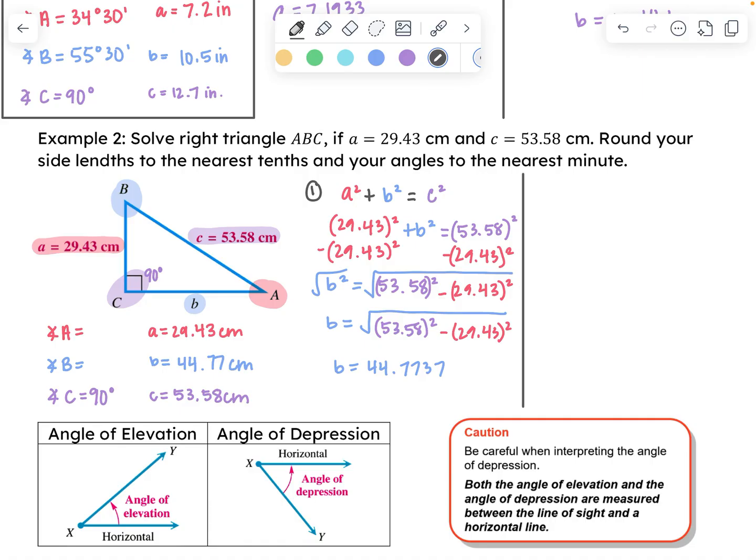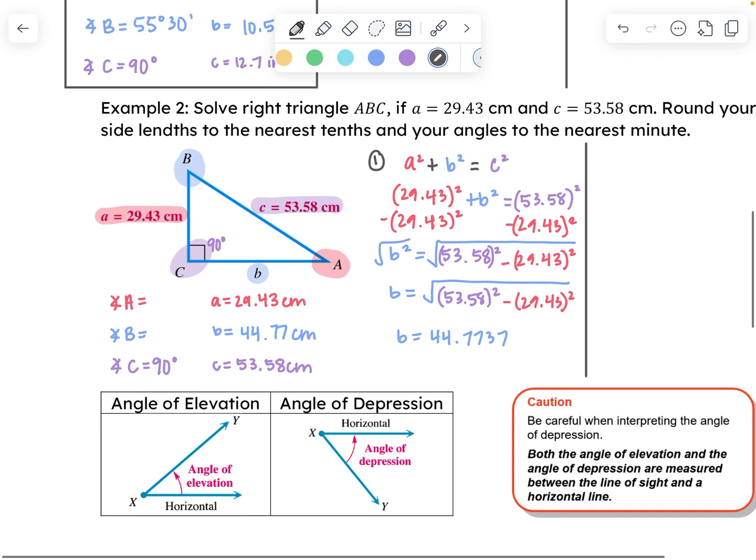Okay, now to find my missing angles, this is where my trig is going to come in, my SOHCAHTOA is going to come in. So write SOHCAHTOA over here. And this time I'm working backwards to find my angles. So I'm going to think about what I know, what side lengths I know, and how that can help me figure out my angles. So remember, we want to use what was given to us, what was already in the problem. So I'm not going to use that B I just found.